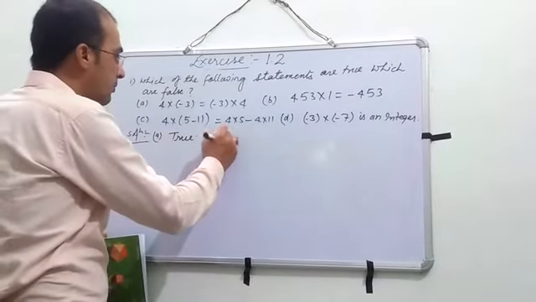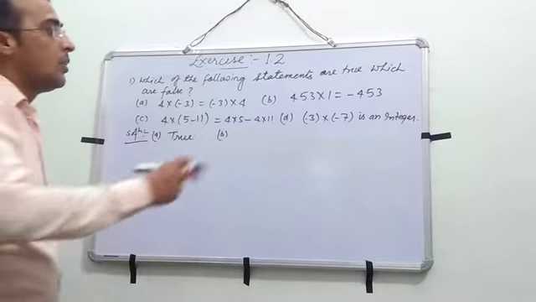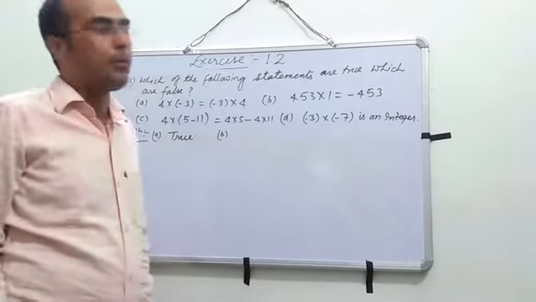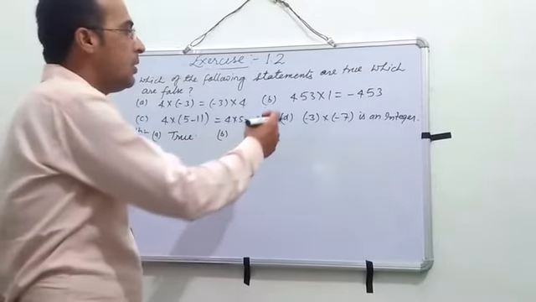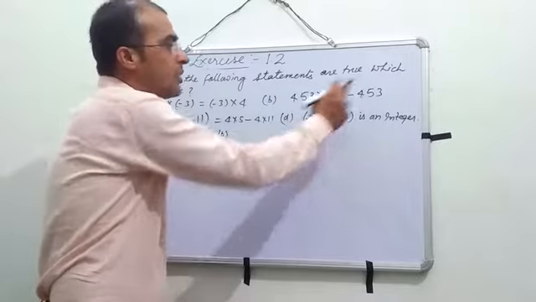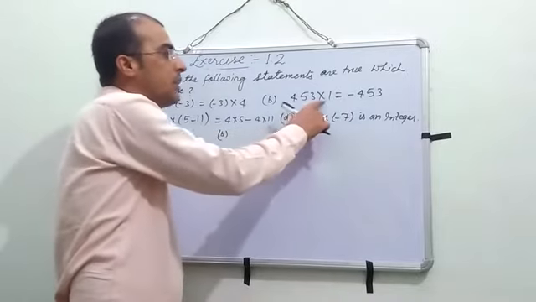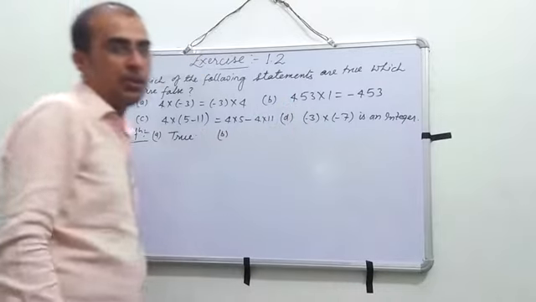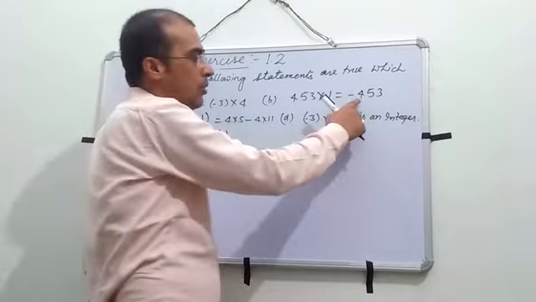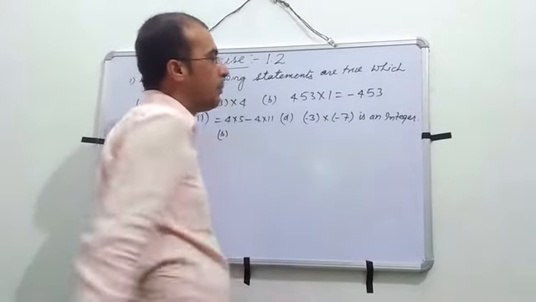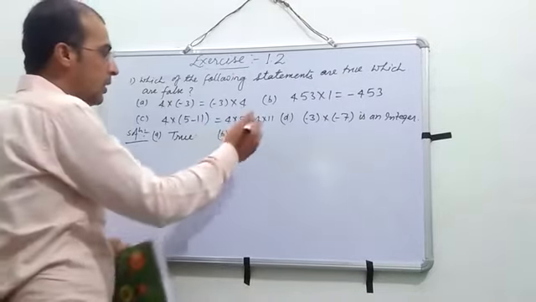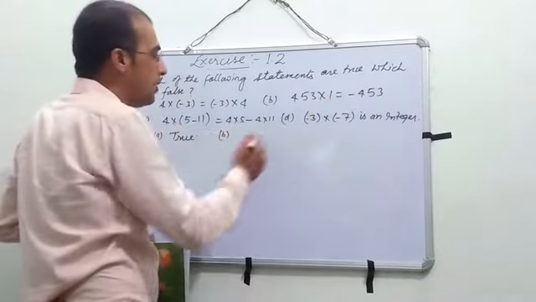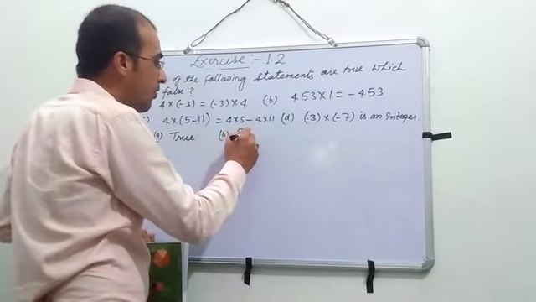B part is given here. 453 into 1 equal to minus 453. So what you can say about this statement? This is a positive integer, this is a positive integer. The product of two positive integers is always positive. But here it is given negative. We can see minus 453. It means we can say that this statement is not true. Why is it not true? Because this is negative. So you can say that this is false.